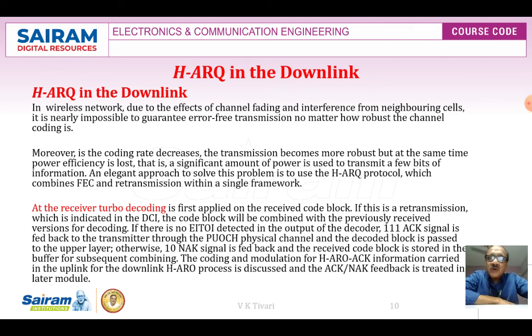At the receiver, turbo decoding is first applied on the received code block. If this is a retransmission, which is indicated in the DCI, the code block will be combined with the previously received version for decoding. If no error is detected in the output of the decoder, an acknowledgment signal (ACK) is fed back to the transmitter through the PUCCH physical channel and the decoded block is passed to the upper layer. Otherwise, a NAK signal is fed back and the received code block is stored in the buffer for subsequent combining.